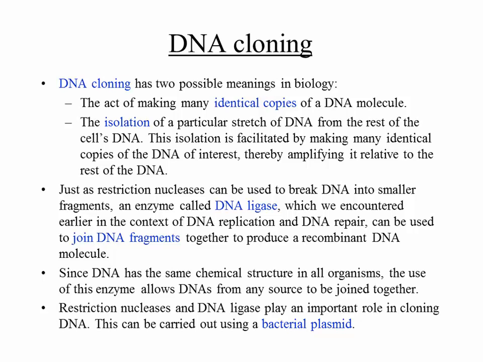DNA cloning has two possible meanings in biology. The first meaning is the act of making many identical copies of a DNA molecule. The second is the isolation of a particular stretch of DNA from the rest of the cell's DNA. This isolation is facilitated by making many identical copies of the DNA of interest, thereby amplifying it relative to the rest of the DNA. So in both cases, you are making many copies of that DNA.